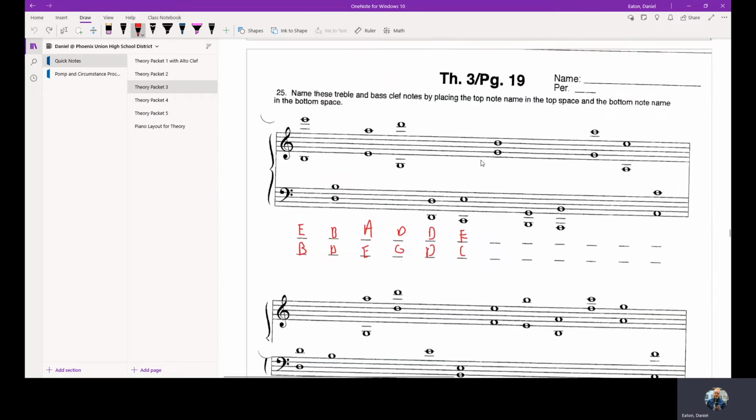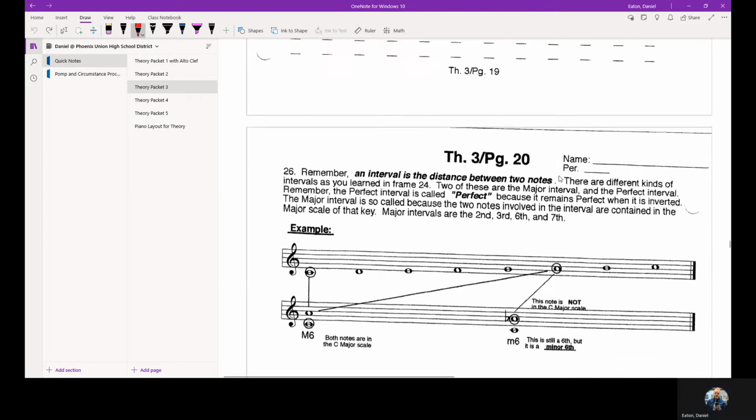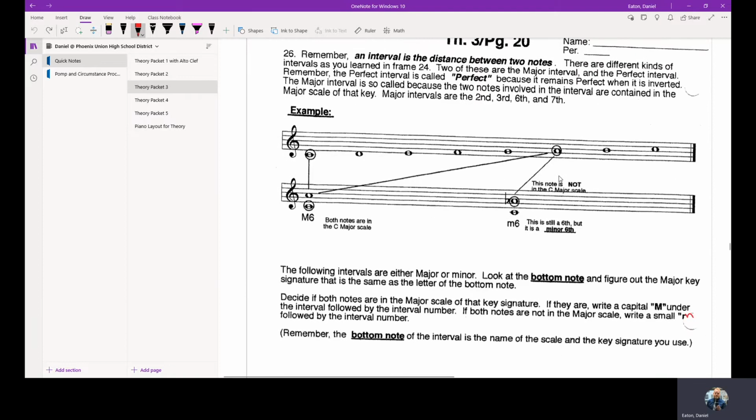Okay. Name these notes. We're talking about ledger lines, both top and bottom. This should be review. Piece of cake. All right. Interval is the distance between 2 notes. Just reviewing that. And now it's talking about the difference between major and minor intervals. So in this example, a C going to an A.